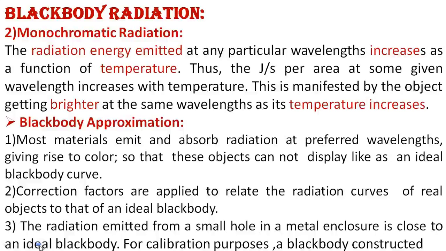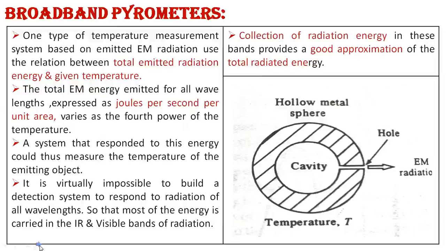Next one is the black body approximation. Most materials emit and absorb radiation at preferred wavelengths, giving rise to color, so these objects cannot be displayed like an ideal black body curve. Correction factors are applied to relate the radiation curve of a real object to that of an ideal black body. The radiation emitted from a small hole in a metal enclosure is close to an ideal black body. For calibration purposes, a black body is constructed.